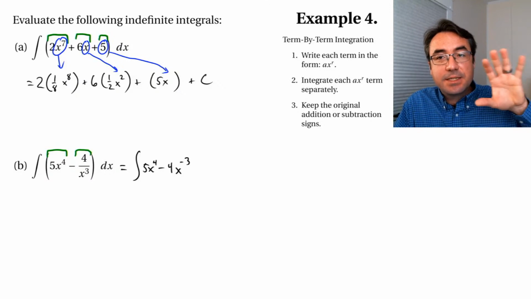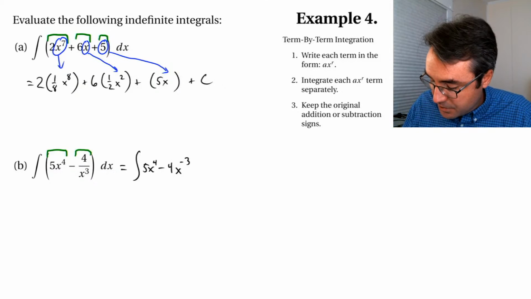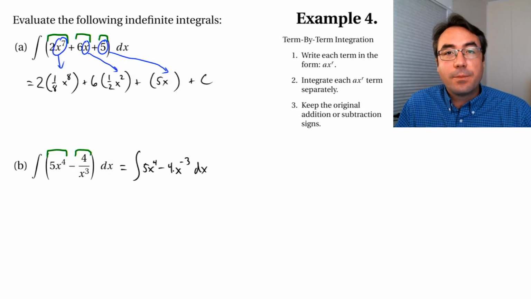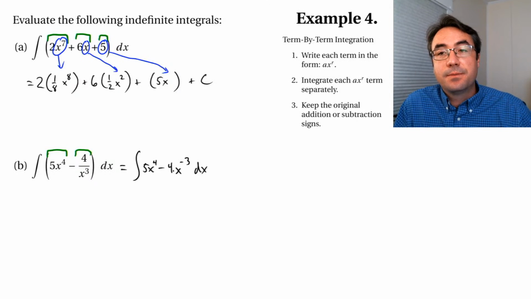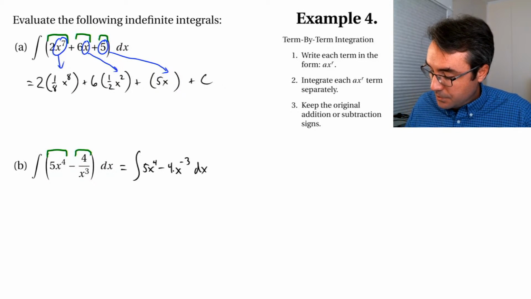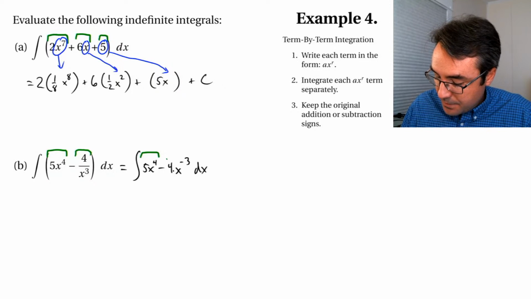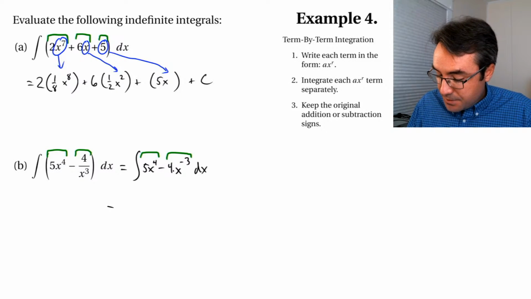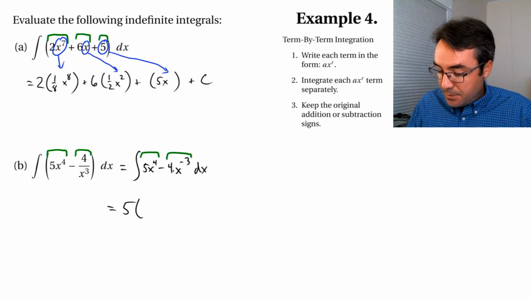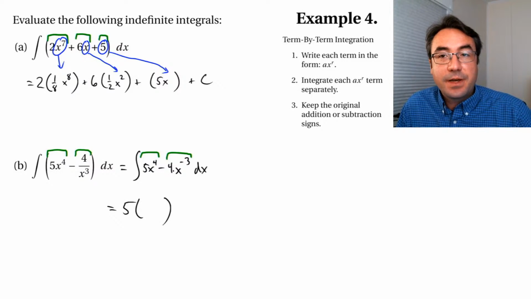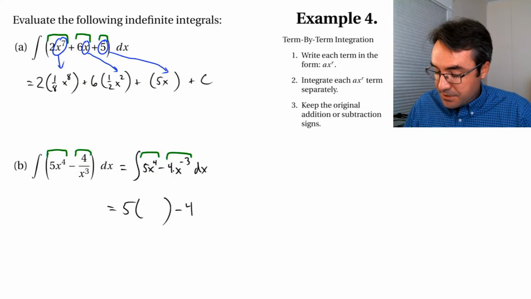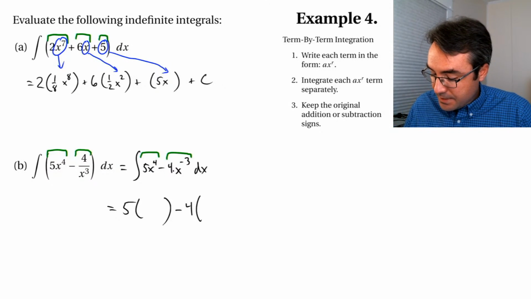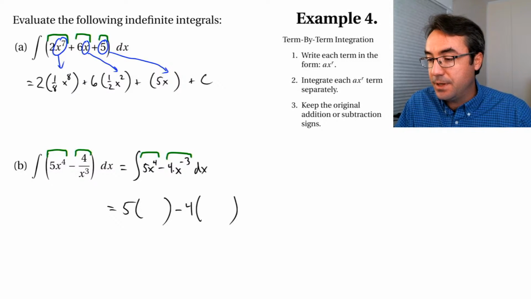So the 4 is just a constant multiple. It's not being affected by that exponent. It's just multiplication here. And now we've got it in the correct format for actually doing the integration. So again, we have the first term, the second term, and we're subtracting. When we do this, the 5 is a constant multiple. Then we'll get the antiderivative of x to the 4. Then we have minus 4. 4 is a constant multiple, so it sticks around. And then we'll do the antiderivative of x to the minus 3.